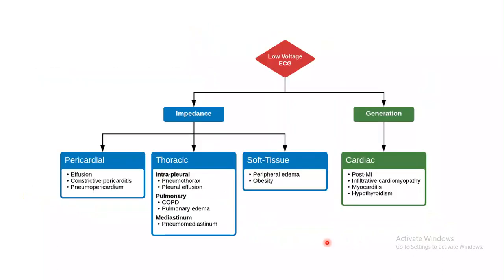The cause of low voltage is either low electricity generation from the heart, like cardiomyopathy or ischemia, or impedance between the recording leads and the heart due to effusion, pericardial effusion, pleural effusion, COPD, obesity, etc.